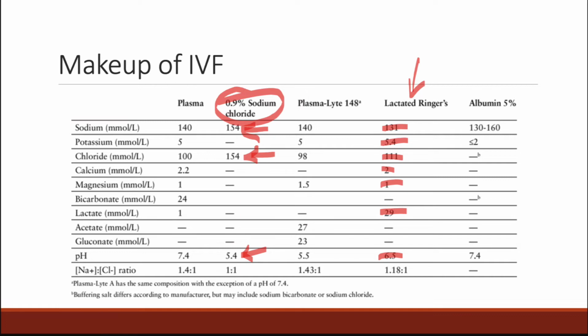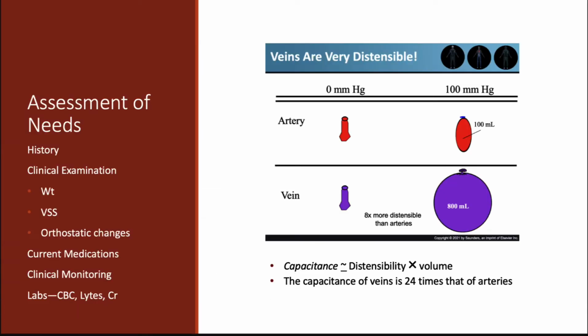Plasma-Lyte too. Albumin, which is a colloid, not a crystalloid, has a sodium level that's potentially much higher, up to 160. And there's some chloride here and there, but mostly for buffer. And the pH is 7.4. Perfect, right? All right, so let's move on and let's talk about why we do it this way.